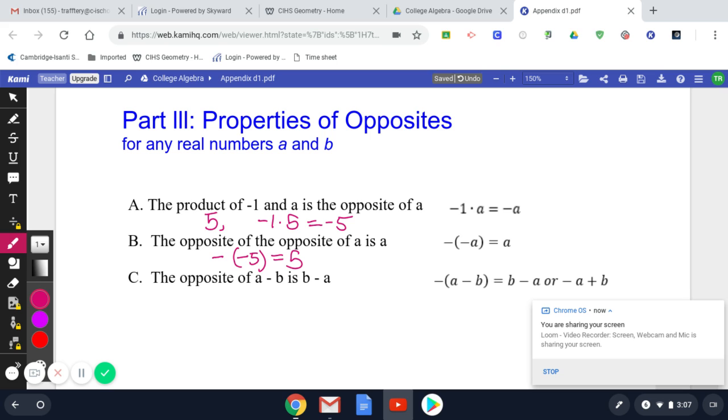Okay, so for example, if you had x minus 3, then the opposite of that, if you take the opposite of both things, it'd be negative x plus 3, which is equal to 3 minus x if you then use the commutative property.